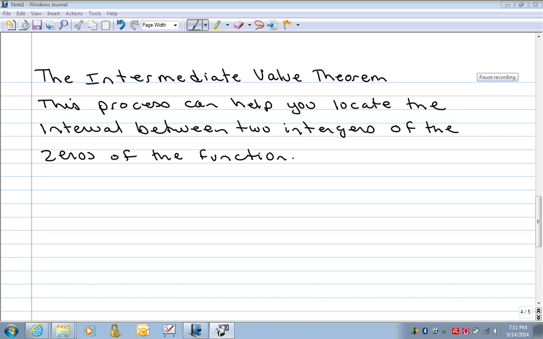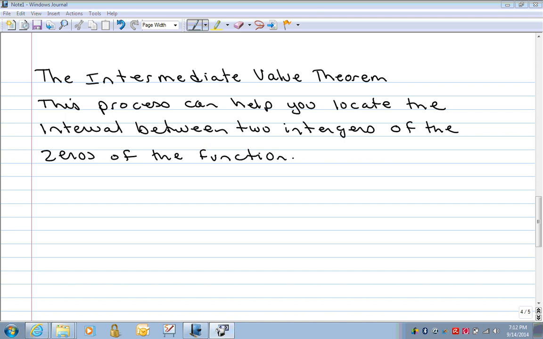The intermediate value theorem is a process that can help you locate the intervals between two integers where the zeros of a function occur. Sometimes we don't have nice pretty zeros. We're going to have quadratics, or decimals, or not nice integers. They're going to be between two integers. Sometimes it's not so important that we know the exact value of the zero, but we know where it crosses the x-axis. So between what integers does it cross the x-axis?